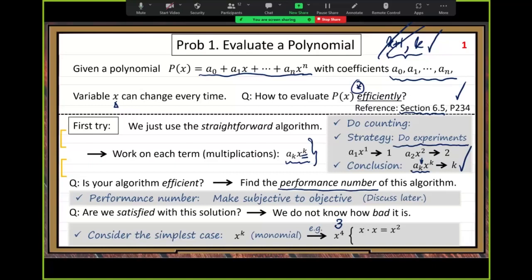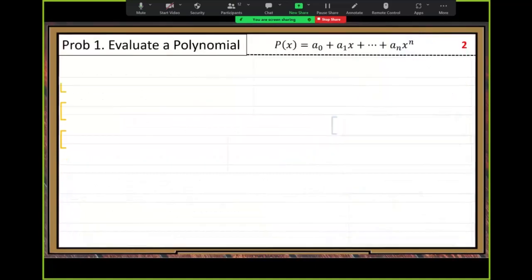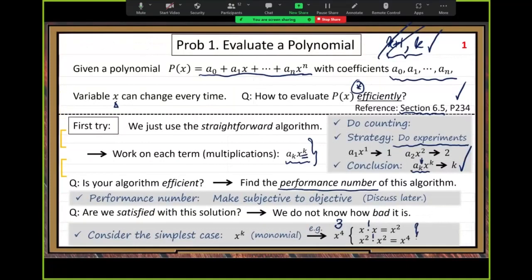First, we take one multiplication, x times x. One multiplication, we get x squared. Second, we take another multiplication, x squared times x squared, we get x to the fourth. Here you can see after two multiplications, we find its value. So the final answer is we just need 2 multiplications instead of 3 multiplications. Right?